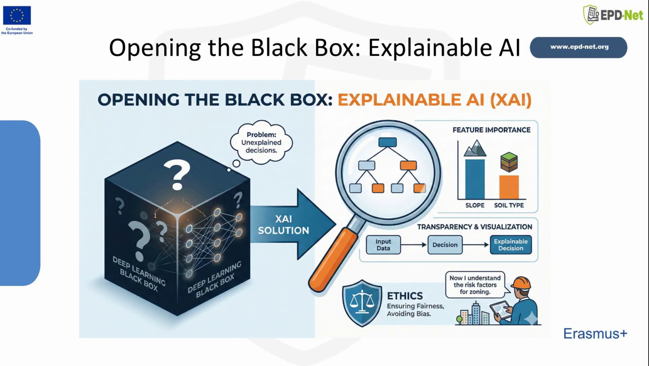XAI also supports error diagnosis. If a model predicts high risk because of a spurious correlation, you can detect and correct it. If it depends heavily on one noisy feature, you can redesign the pipeline. But XAI has limits. Explanations can be misleading if they are not validated, and they can create a false sense of understanding. So, treat explanations as evidence to be tested, not as final truth. The standard is: explain, check plausibility, and document uncertainty.